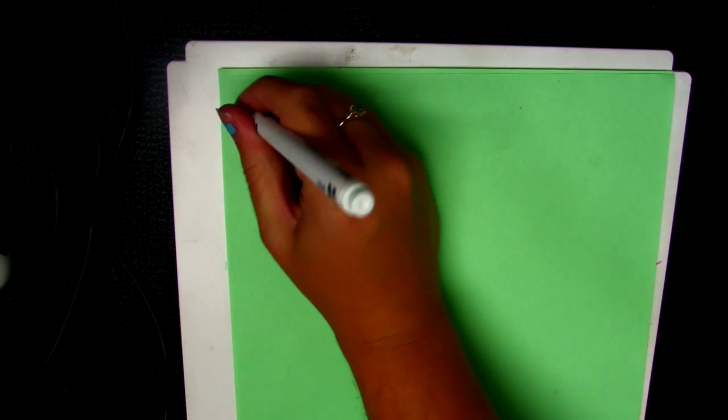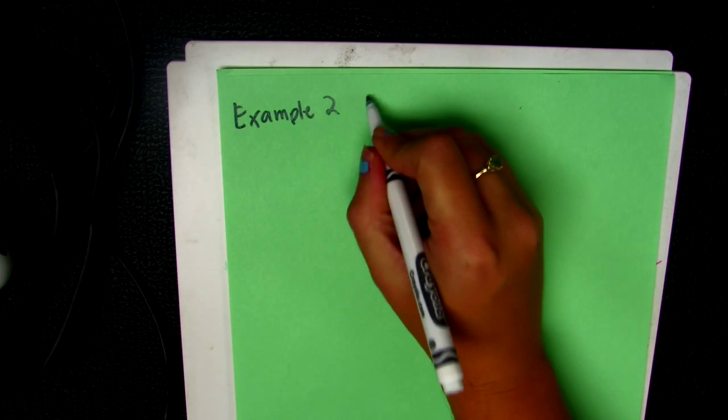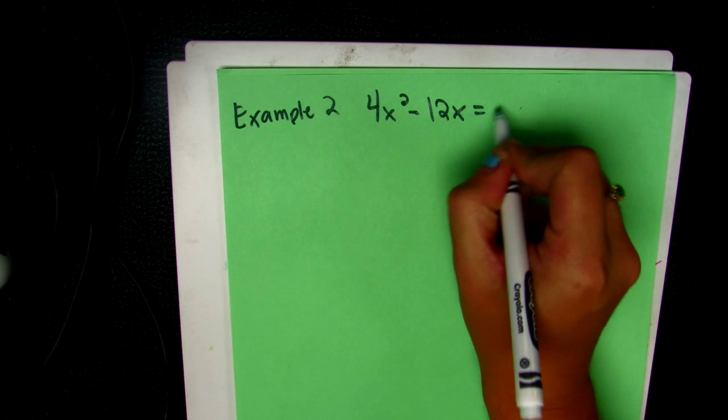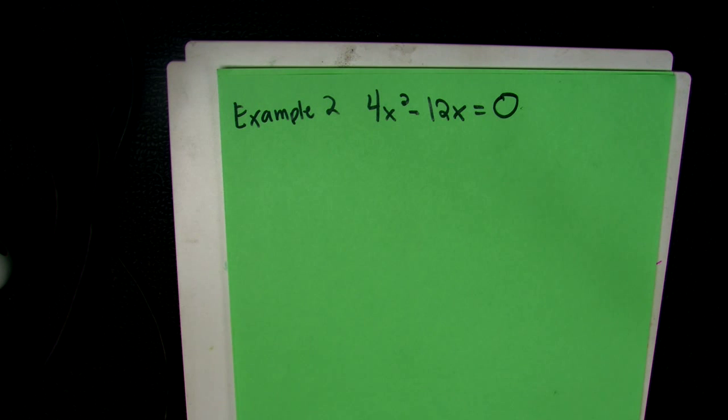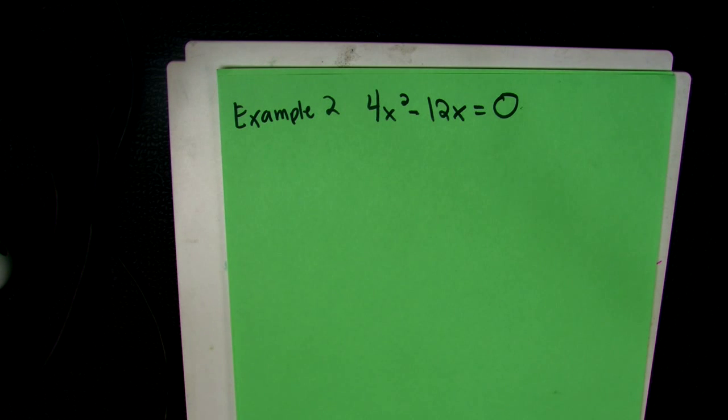And example 2 is going to be 4x squared minus 12x equals 0. So I notice that there's no constant term, no c value here, so I'm going to go ahead and use the factoring method. I'm going to factor out an x, but I'm also going to factor out a 4, because 4 is also a greatest common factor between 4 and 12.